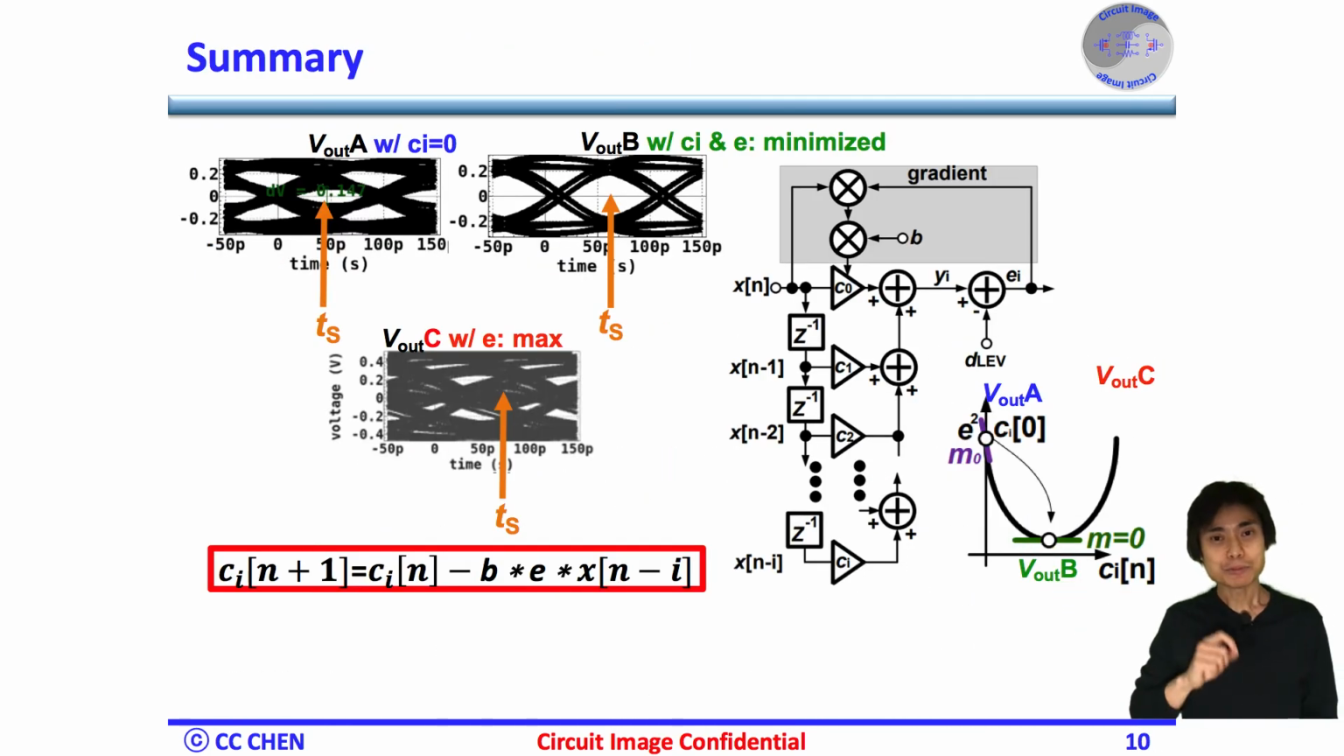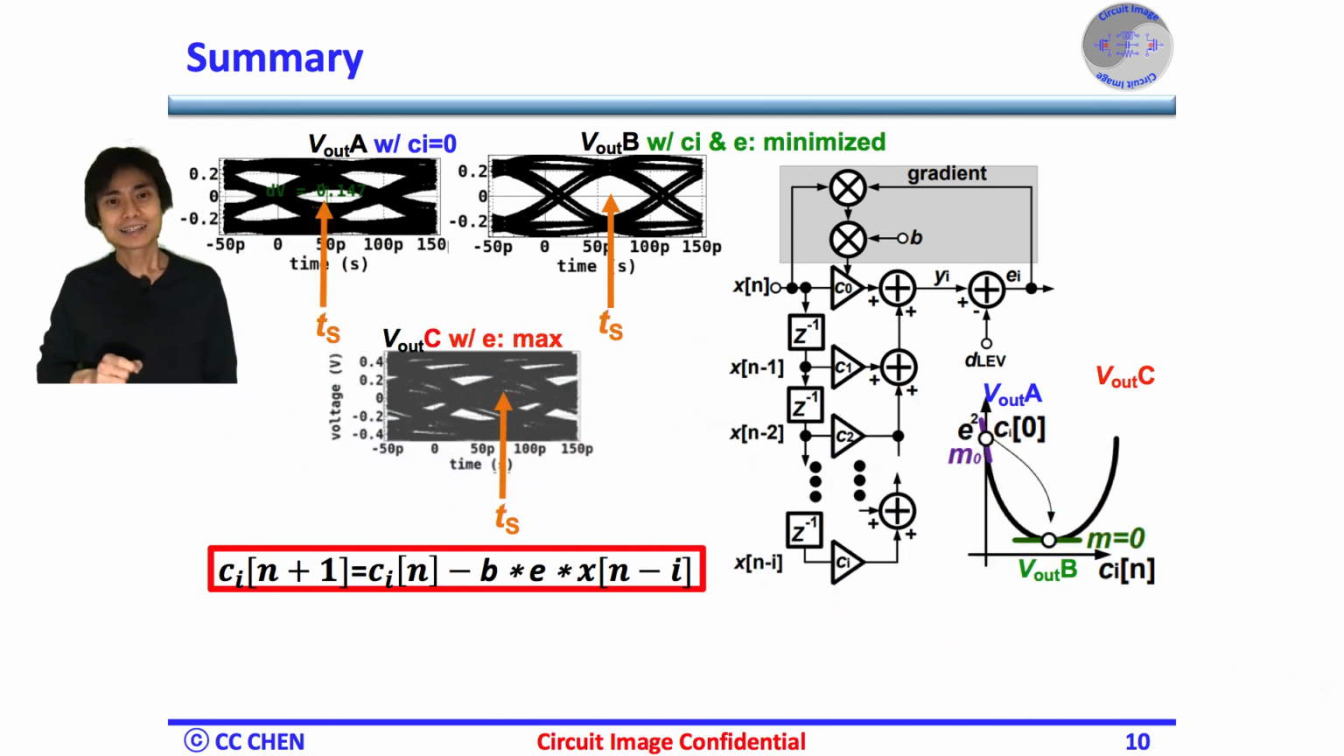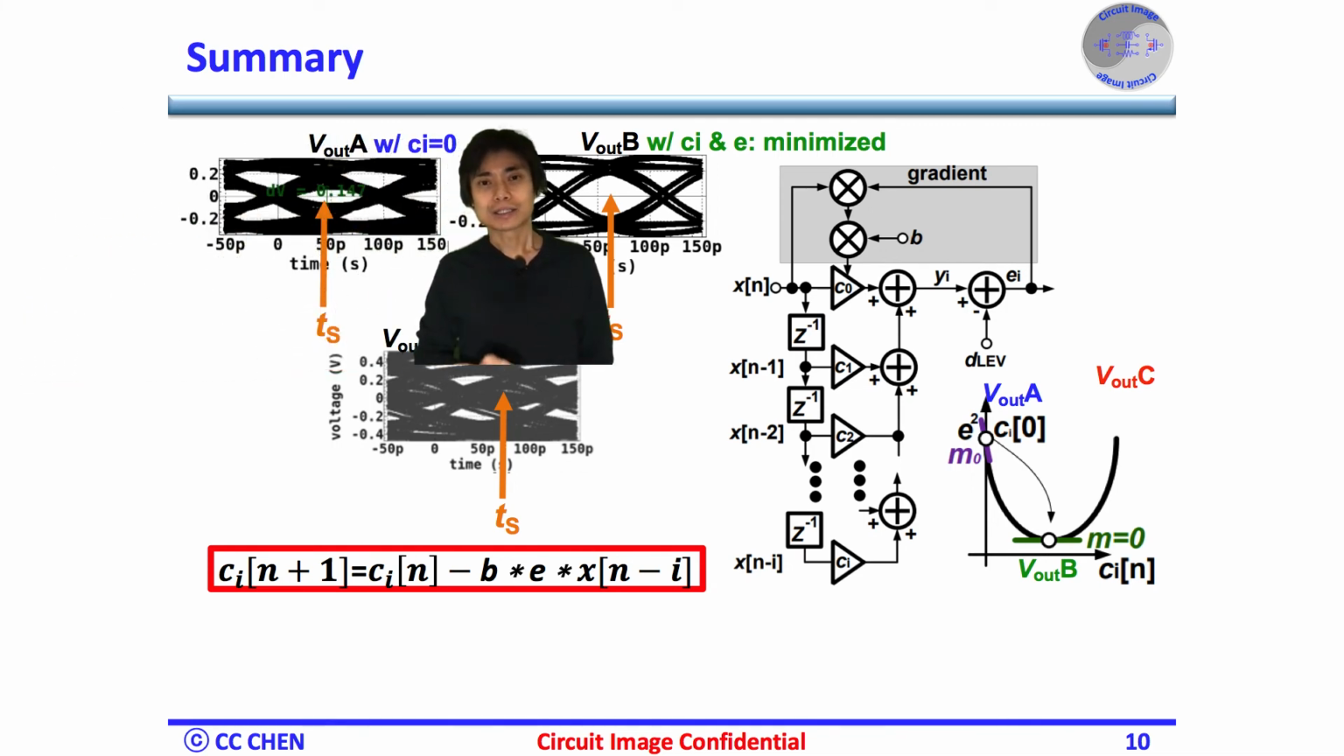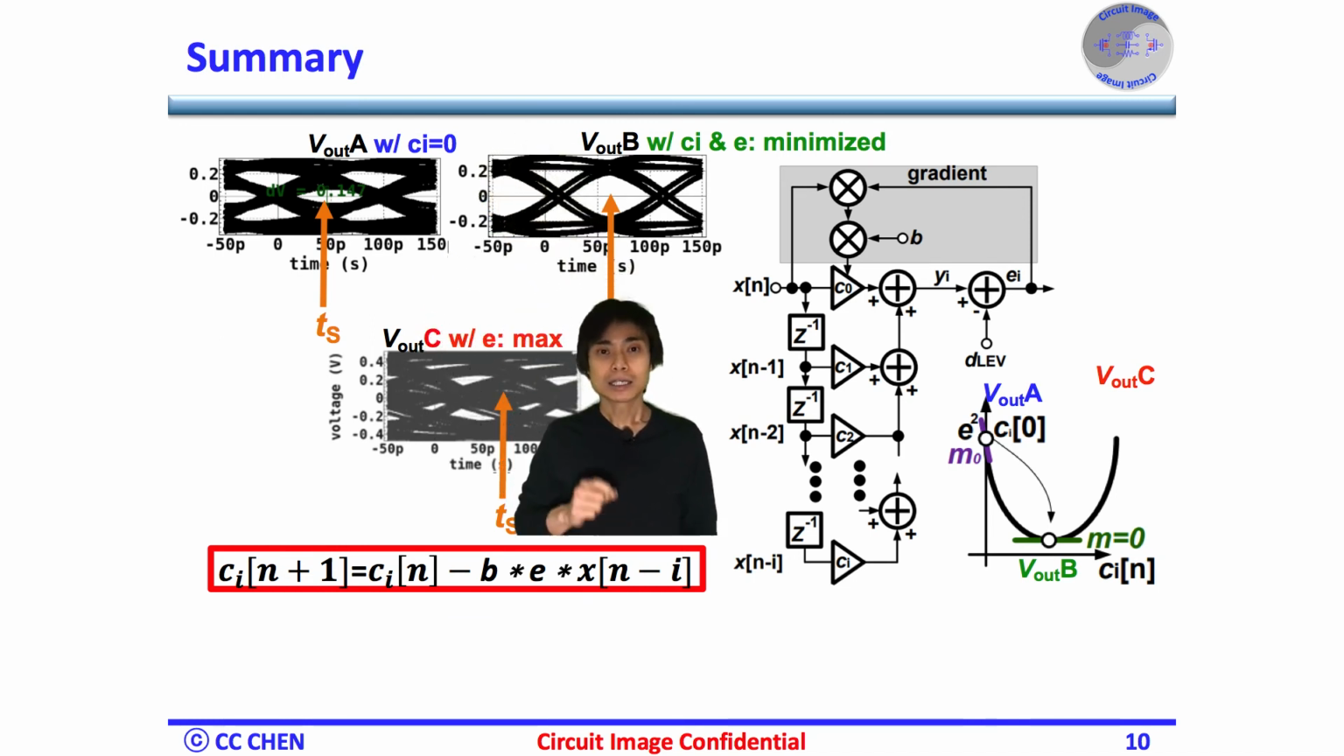Here is a summarized picture you may have for the adaptation in a discrete-time equalizer. Let's start with a closed eye VLA, which cannot meet a target bit error rate without a discrete-time equalizer's help. For the initial eye opening VLA shown here, the equalizer was disabled by setting all the tap coefficients to be 0.